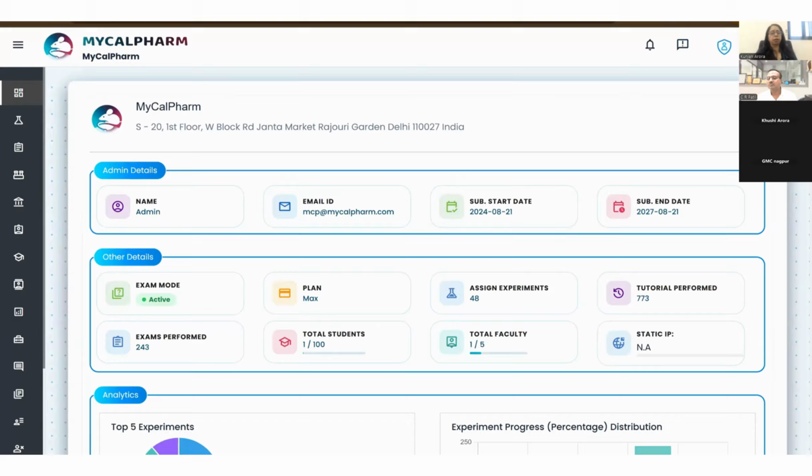For any doubts, any questions, you can please ask. Patil sir is also there. We are very happy to answer all your questions.